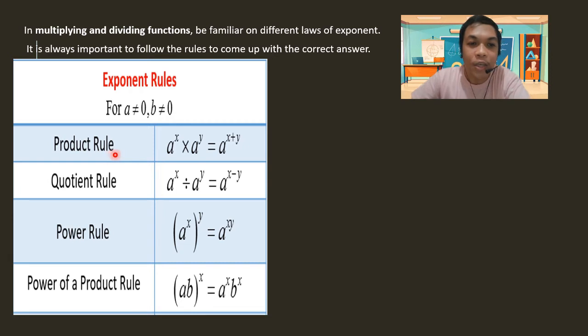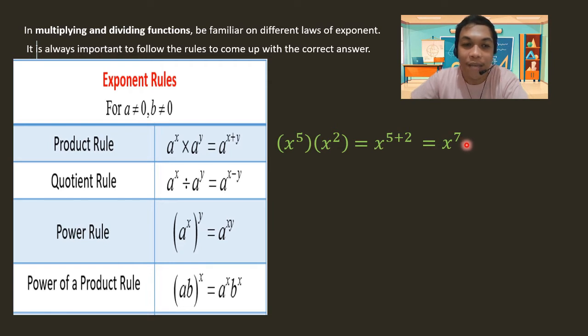So, unahin na natin yung product rule. This rule states that if you are going to multiply exponents having the same bases, you just copy the base and then you add the exponents. So, for instance, we have x raised to 5 times x raised to 2. So, we copy the base x and then we're going to add the exponents 5 plus 2. X raised to 5 plus 2, that is equal to x raised to 7.